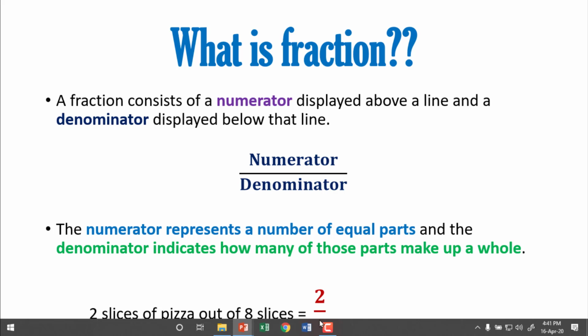That means the whole thing represents the denominator, and from the whole thing how many parts, that represents the numerator. Let's see, 2 slices of pizza out of 8 slices, we can write it as 2 by 8. Here 8 is the 8 slices of the pizza, that means the whole pizza, which indicates the denominator, and here 2 slices is going to be eaten by one person, so this is a part of the whole pizza, that indicates the numerator.